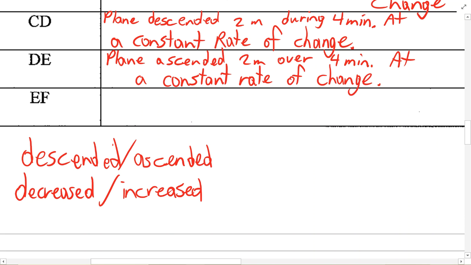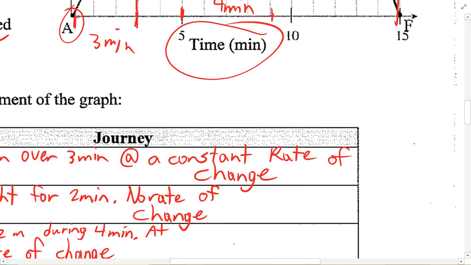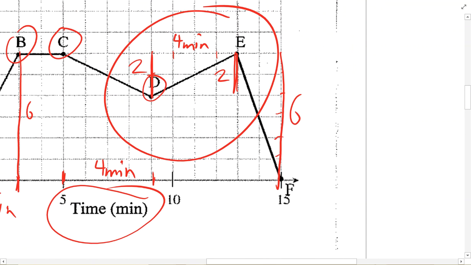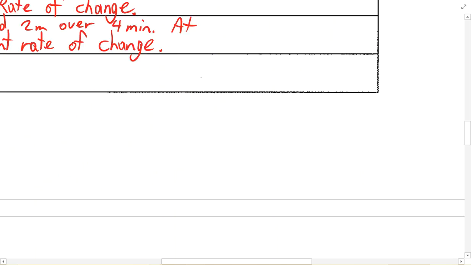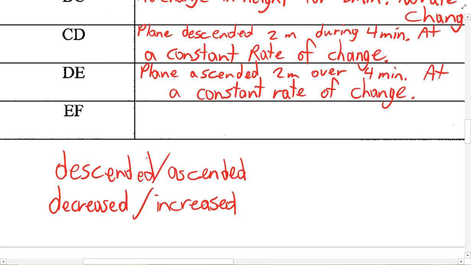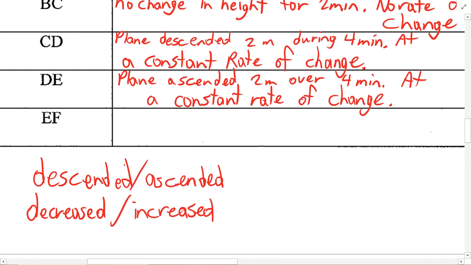There you go. And what happened to E and F? Well, the plane went down, and what happened at the end? It landed because the height is 0. And that happened over 1-2 minutes. So it happened pretty quickly, didn't it? And it went down 6 meters altogether. So that's what we're going to say. The plane descended 6 meters.